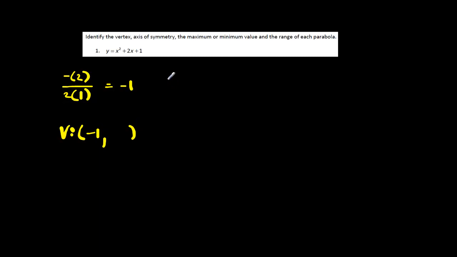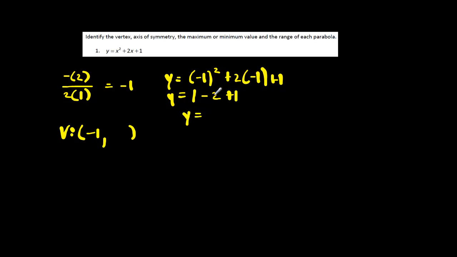To get your y-coordinate, we're going to substitute negative 1 in for x. So we'll do that. Negative 1 squared is 1. 2 times negative 1, negative 2, plus 1. 1 minus 2 plus 1 is 0. So there's your vertex. The axis of symmetry is x equals h, so x equals negative 1.